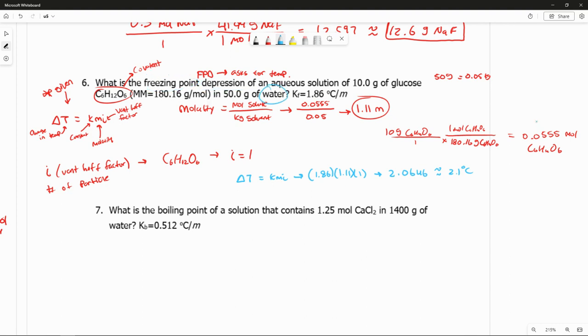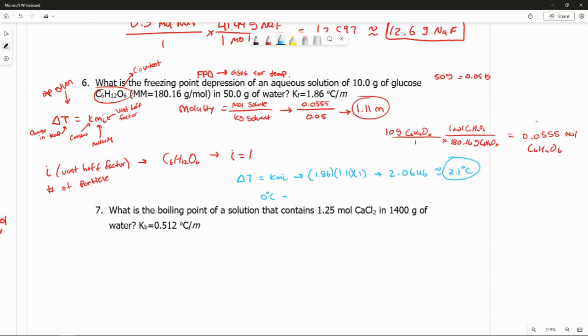Therefore, the freezing point of our solvent goes down because of the presence of glucose. Because of that, we have to take our water, the solvent's freezing temperature, and subtract from it, because this is the freezing point. The lower the temperature means we have to subtract, and we are making the freezing point go lower, hence the depression. The freezing point of water, if you don't know already, is 0 degrees Celsius.